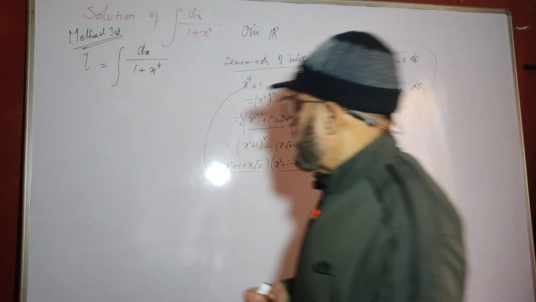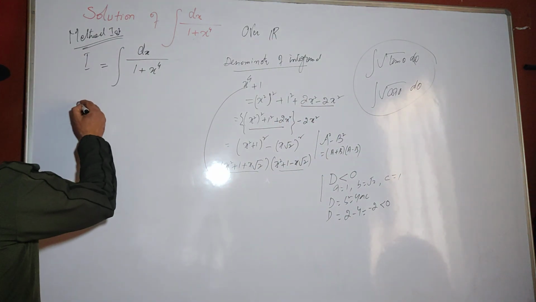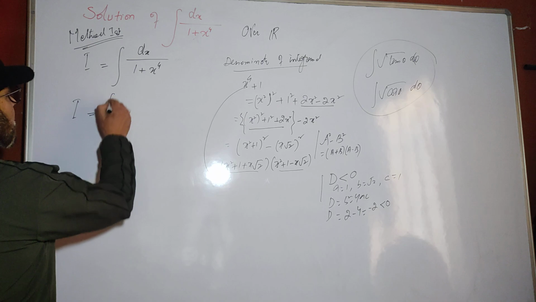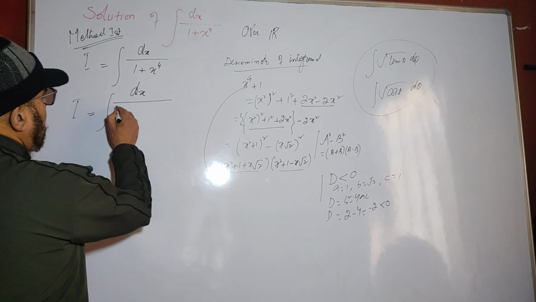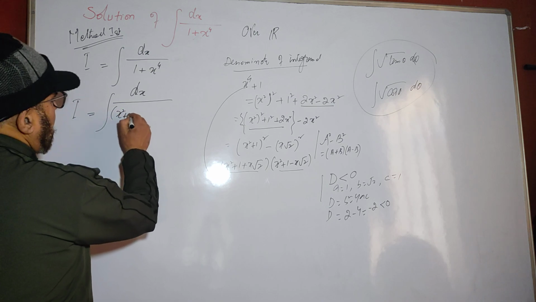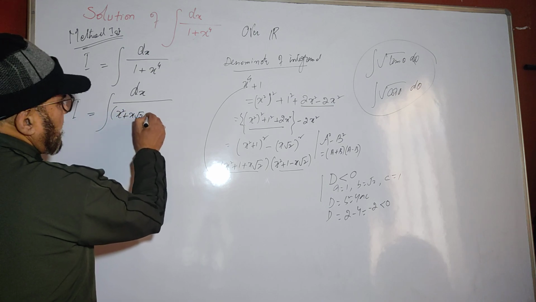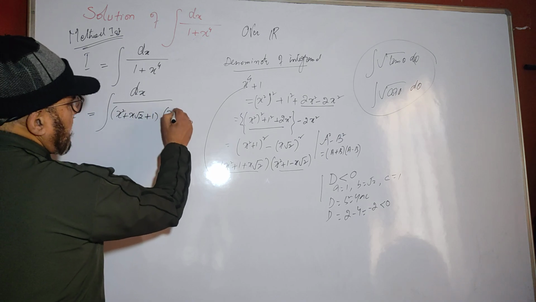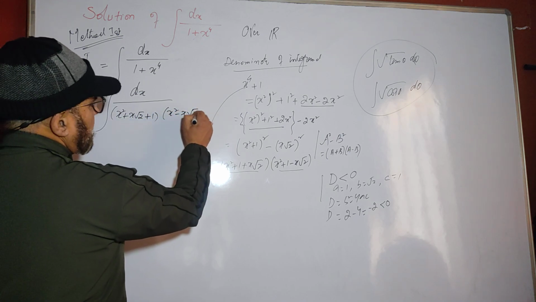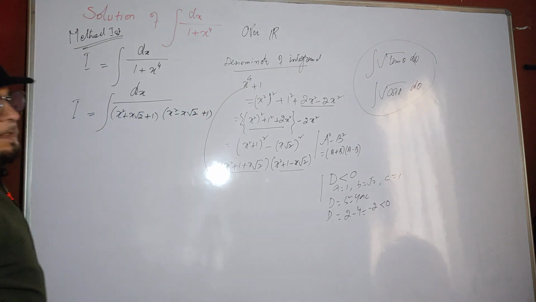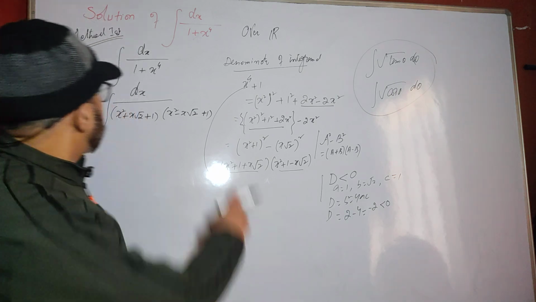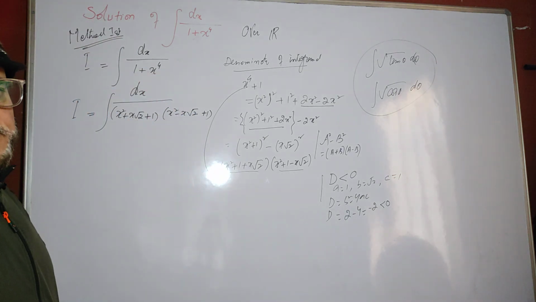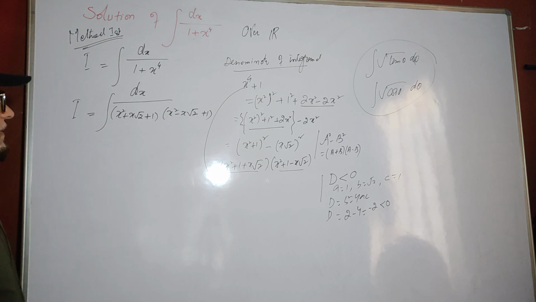So my integral is here. I can write I is the integral of dx upon x square plus x root 2 plus 1, then x square minus x root 2 plus 1. This way I have resolved this biquadratic denominator into what? Linear factors. Now how do we go? We shall now resolve this integral.